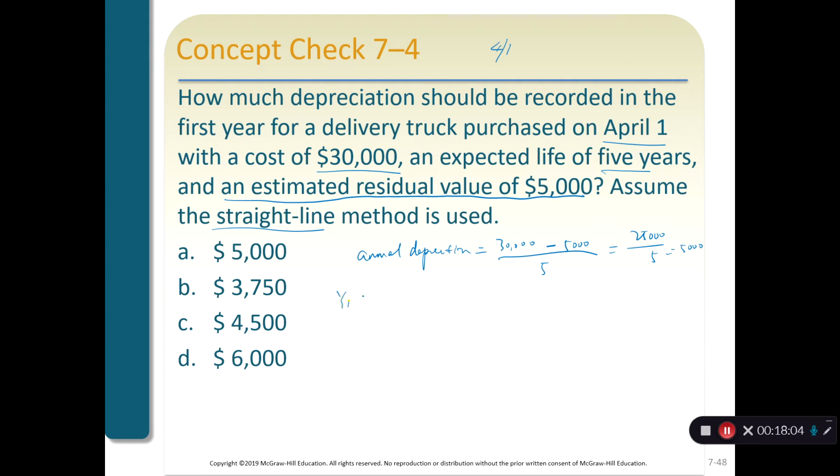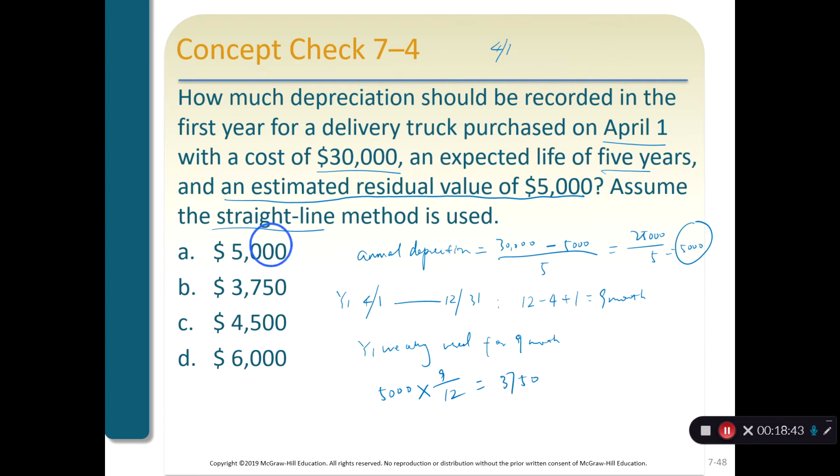But because in year 1 we start on April 1st and use it until December 31st, how many months should that be? 12 minus 4 plus 1 is 9 months, right? Because in year 1 we only used it for 9 months. Hence we will take the $5,000 yearly depreciation multiplied by 9 over 12. Then it gives us $3,750. Okay, so that's what it is.